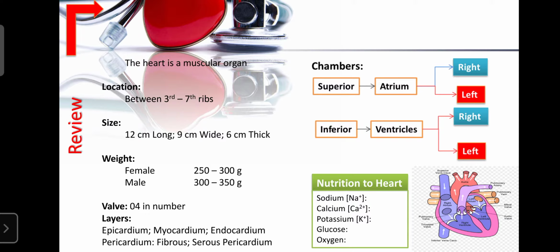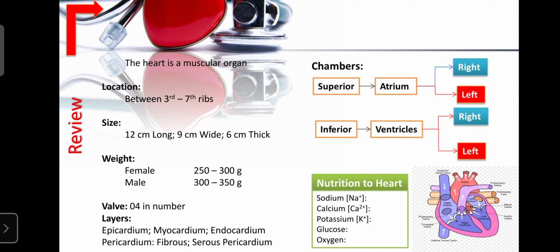We already learned about the size: it is 12 centimeters long, 9 centimeters wide, and 6 centimeters thick. And regarding weight, the female has a lighter heart compared to the male. The average female heart weighs 250 to 300 grams, and the male heart weighs around 300 to 350 grams.